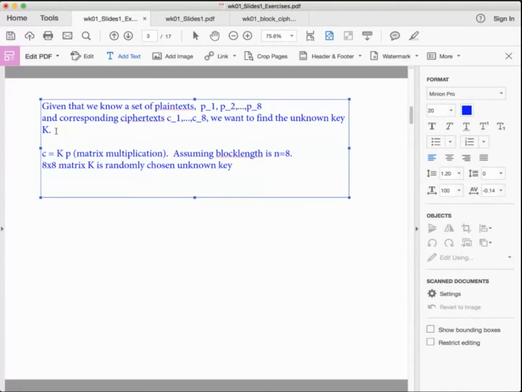Does anybody have any ideas about, given your knowledge of matrix algebra or whatever from before, how you might do this? And of course, the question is going to be, can you do this efficiently? We're looking at a small case of block length 8 bits, but in general, this could be much larger. Do we have any ideas at all?